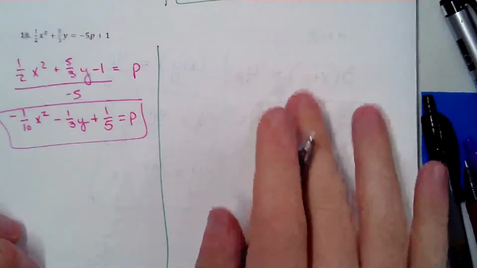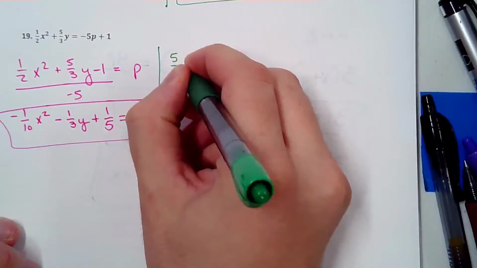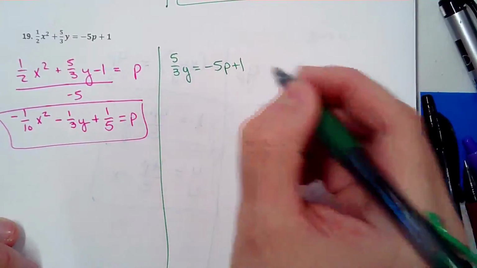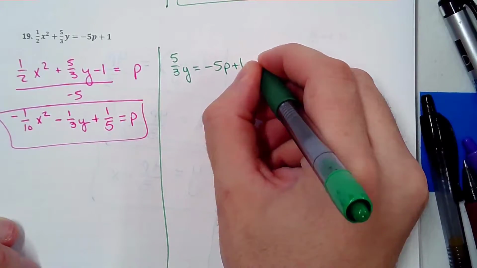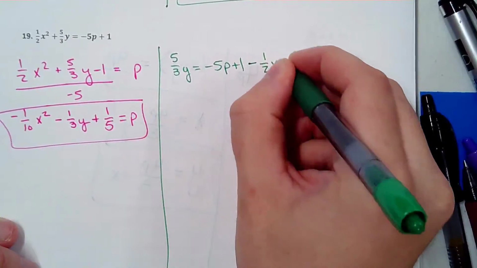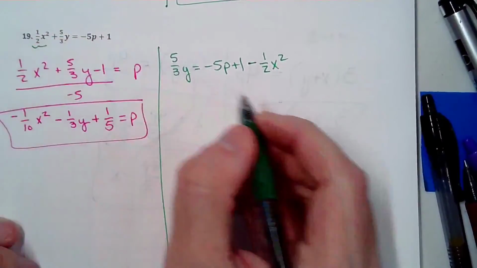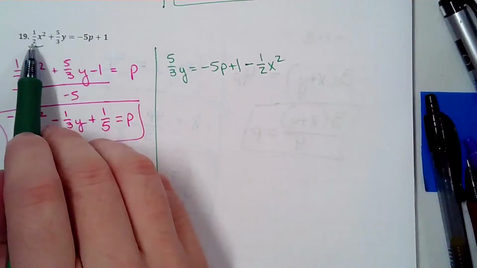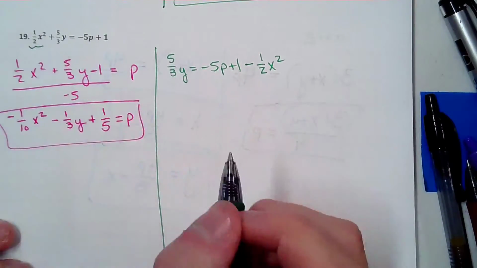Next, let's get y on its own. I'm going to move over everything except the 5/3 y. How do I move that half x squared? I subtract it, right? Because it's positive. I'm moving the whole thing over by subtracting. So what I did was I subtracted a half x squared to move it. It's a whole term.